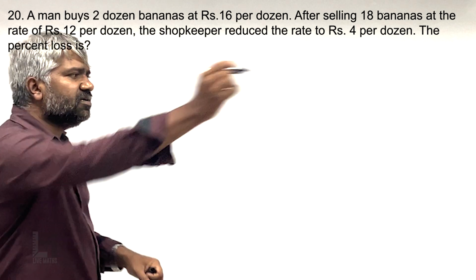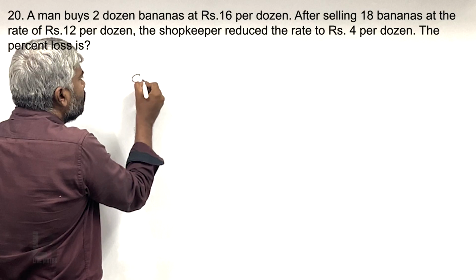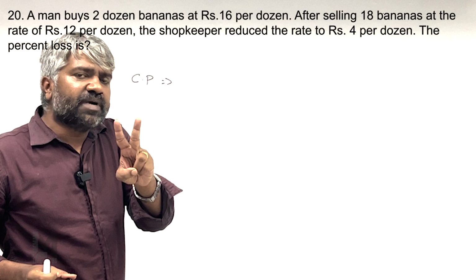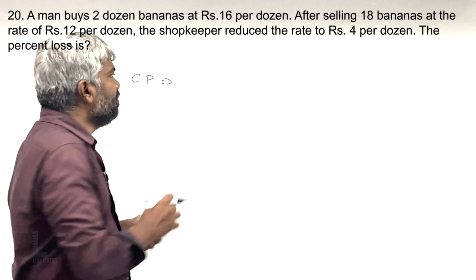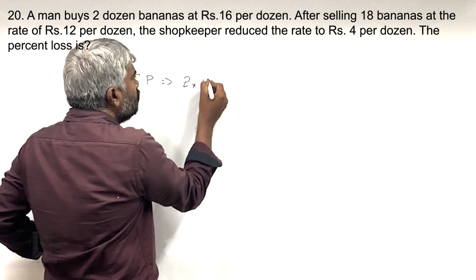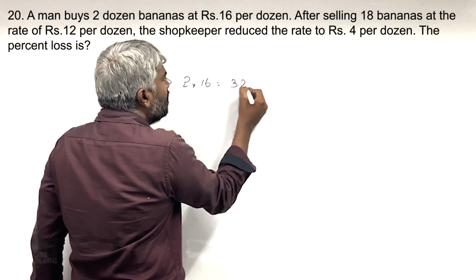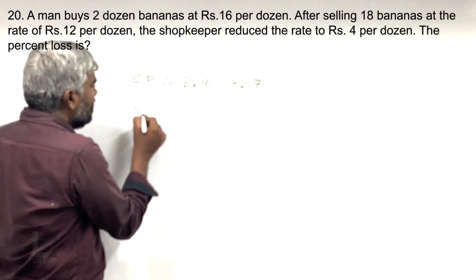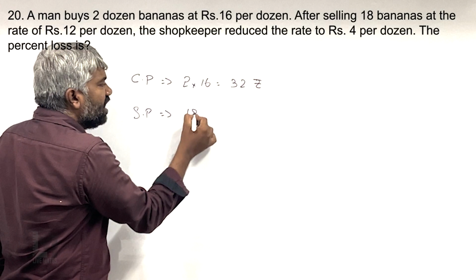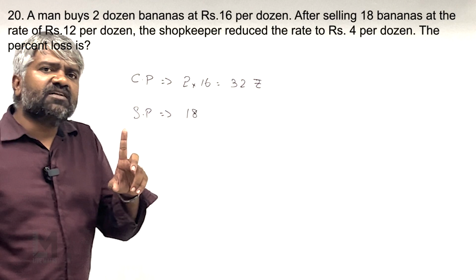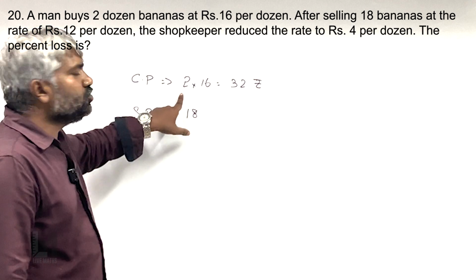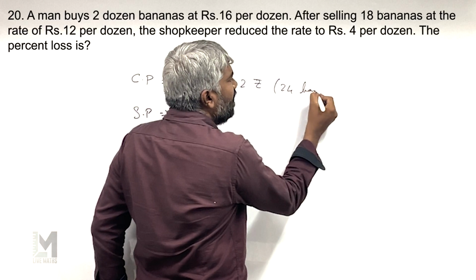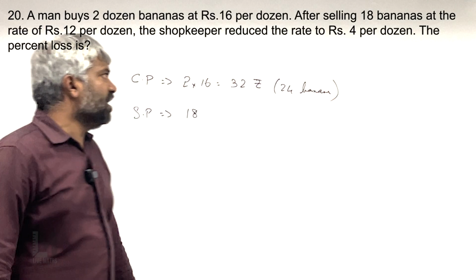First, we will calculate the cost price, right? So, cost price is what they have said: 2 dozens he is buying, each dozen is 16 rupees. So, 2 into 16 will give you 32 rupees. This is his cost price. Now, he is selling 18 bananas. You know that each dozen means 12, right? So, when it is 2 dozens, you will have 24 bananas.